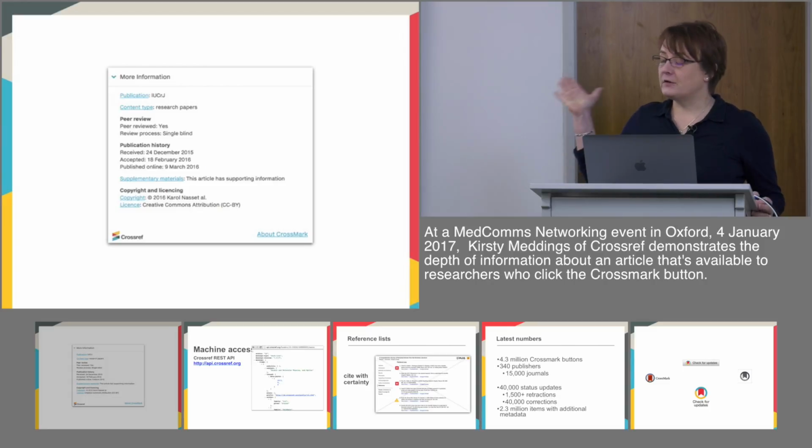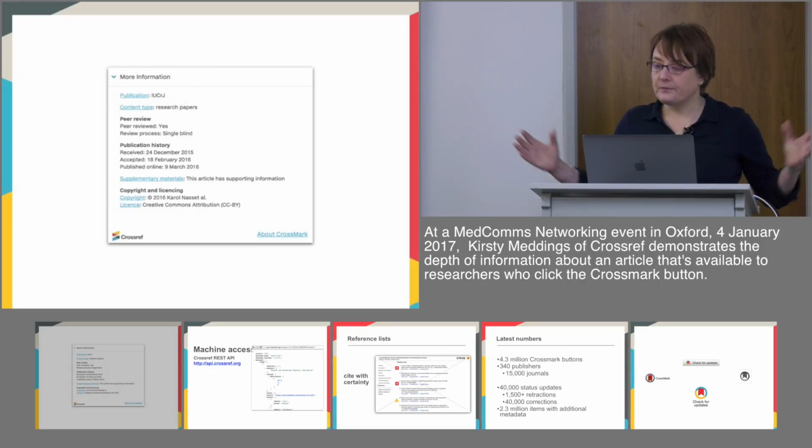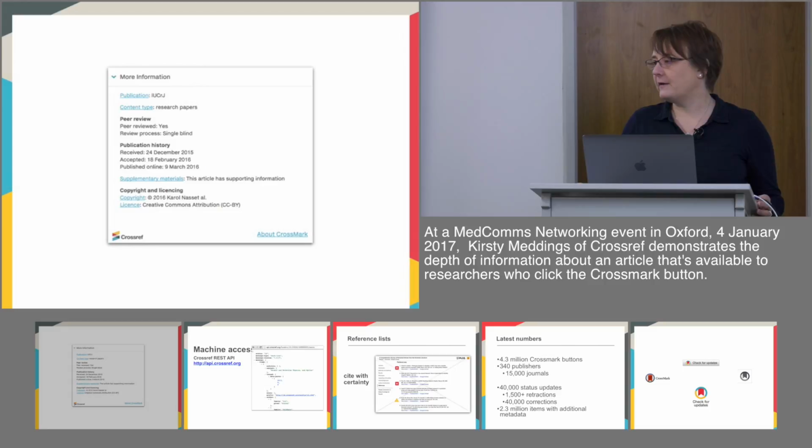But essentially, this section of the Crossmark box is entirely down to the journal or publisher. So depending on your subject area, there may be different things you wish to display, but it's kind of a, tell the reader everything else you think that they might be interested in. So it's incredibly flexible and allows the publisher to really showcase what they have hidden in their metadata.